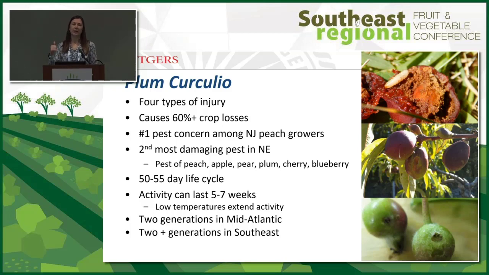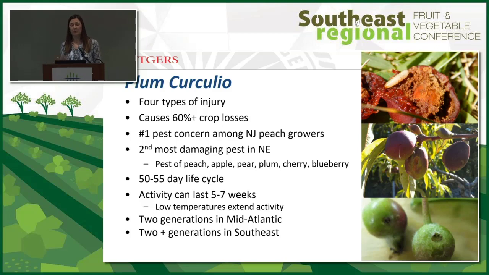So we can get 4 different types of injury from plum curculio, and overall that can cause around 60% loss in an untreated orchard. We can get 100% loss in some of our research orchards. Because of that, it's the number 1 pest concern in New Jersey among our peach growers, even with all of our other invasive species. And in general, based off of our surveys, it's pretty much routinely the 2nd most damaging or problematic pest in the Northeast, when you include cherries, apples, and peaches together.